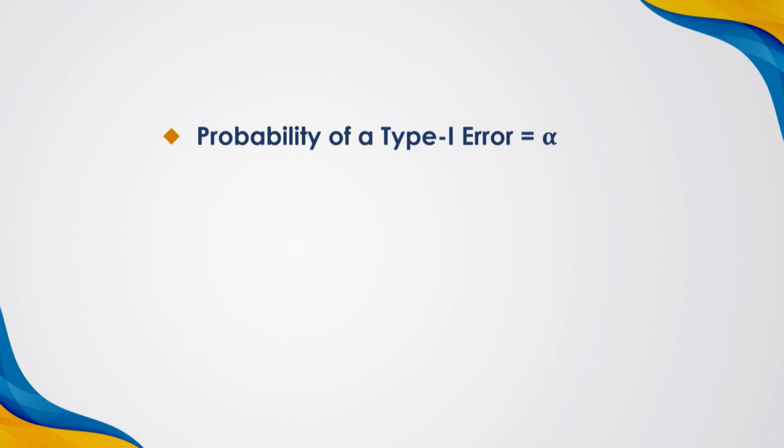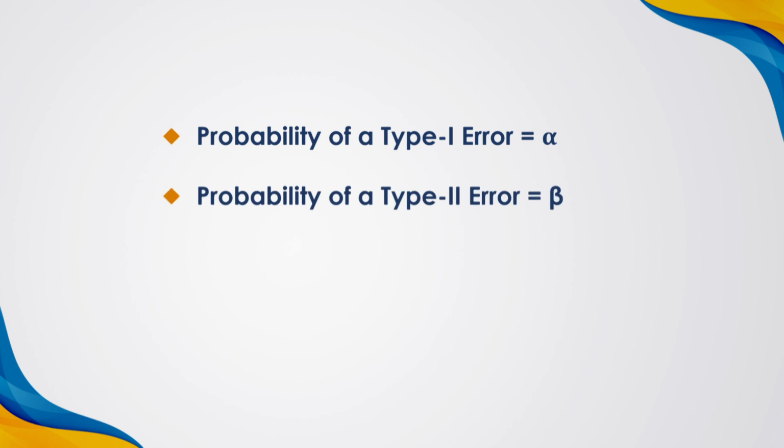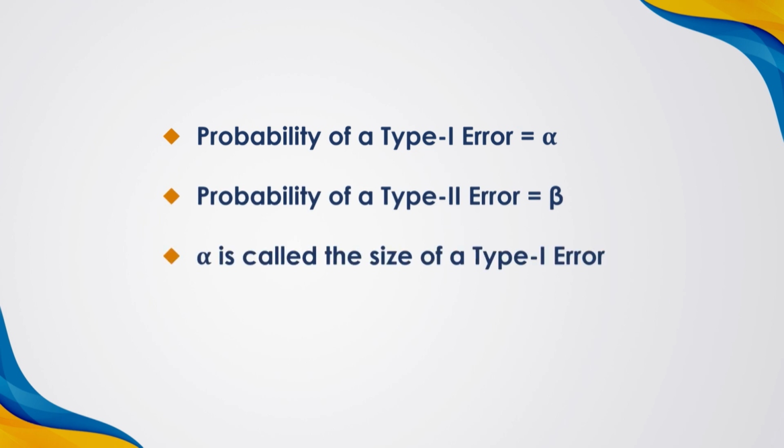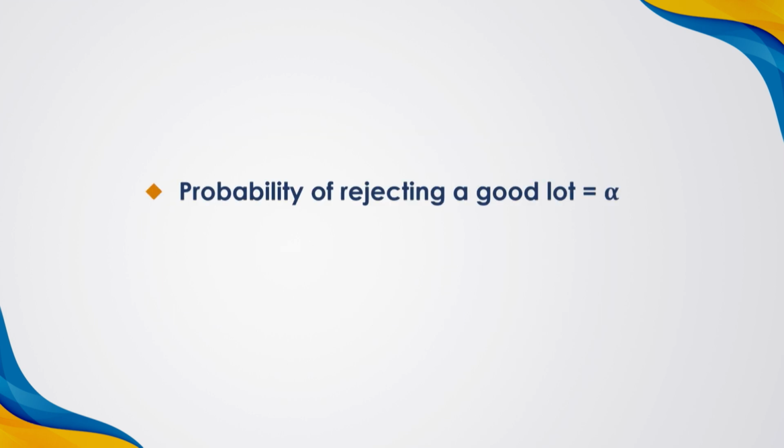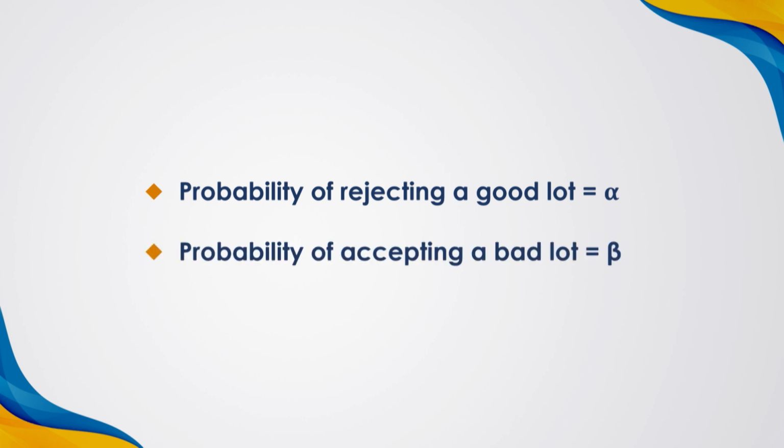Now, the probability of a type 1 error is alpha, and the probability of a type 2 error is beta. Similarly, alpha can be called the size of a type 1 error, and beta is called the size of a type 2 error. So, the probability of rejecting a good lot will be alpha, and the probability of accepting a bad lot will be beta. I come back to the previous example, quality control, where I mentioned a lot. The lot is nothing but the collection of products.